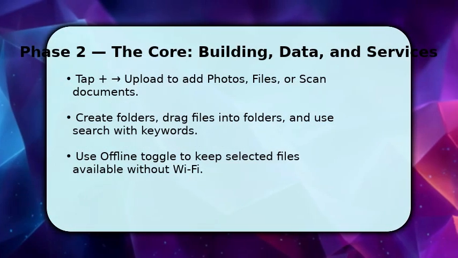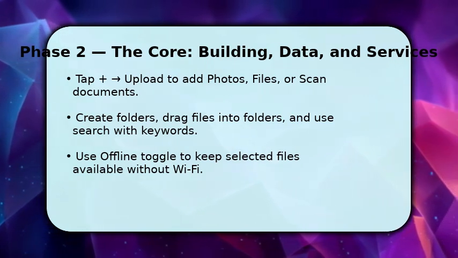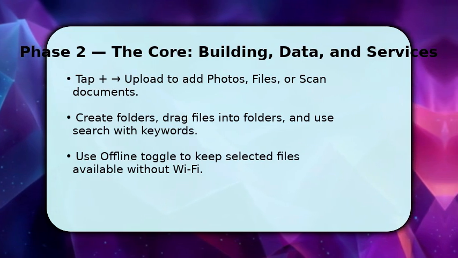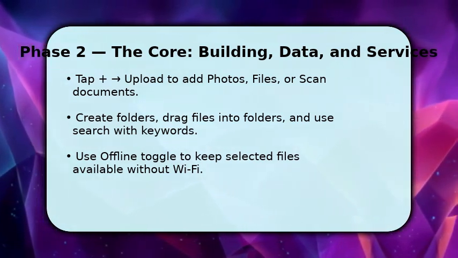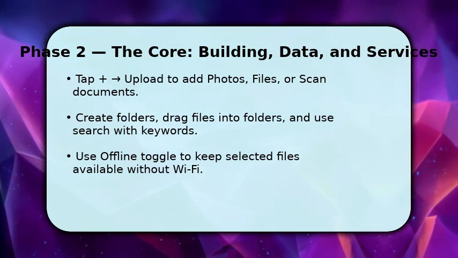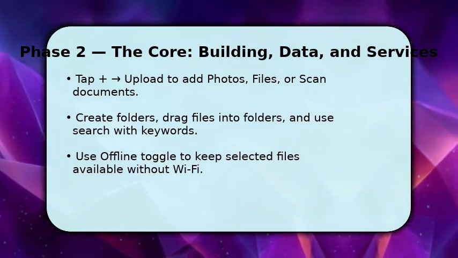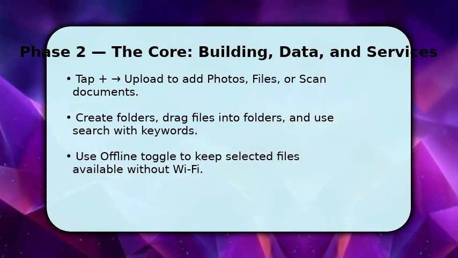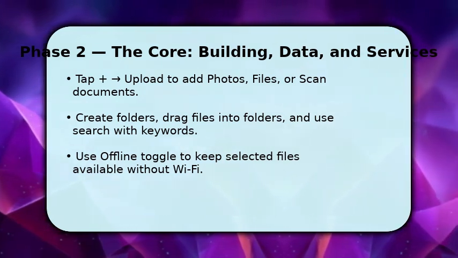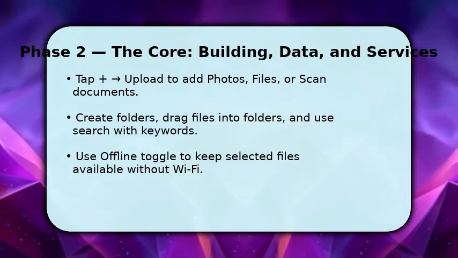Next, upload and organize. Tap the plus button, choose Upload or Scan for documents, and pick items from Photos or the Files app. Once uploaded, press the three dots next to a file to move, rename, or star it. Use folders to group related files. Use the search bar to find content by name or file type. Type PDF or IMG to narrow results. For frequent items, enable offline for quick access without Wi-Fi. This saves a local copy.